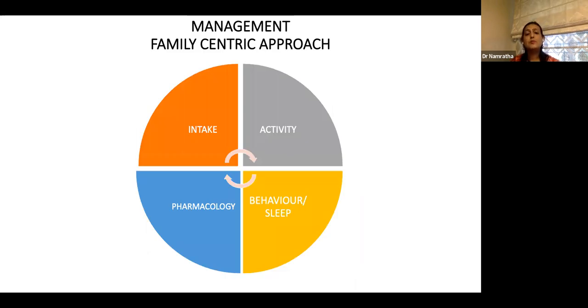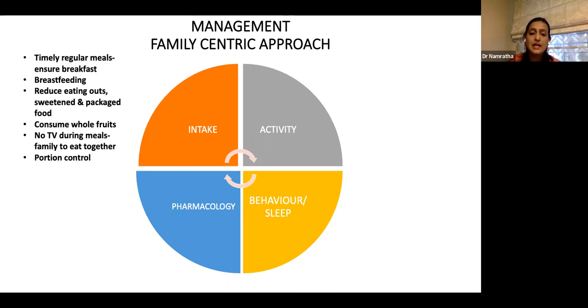Coming to management. In the management of obesity, we always have to remember that it has to be a family-centric approach. This is the cornerstone of successful obesity management. It has been shown that children whose families are actively involved in their obesity management tend to have a greater loss in BMI and a better quality of life as compared to those families where the family is not involved. The family-centric approach should involve all aspects of obesity management, not just oral intake, but also physical activity, behavior, as well as pharmacological.